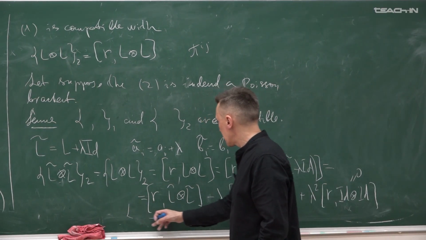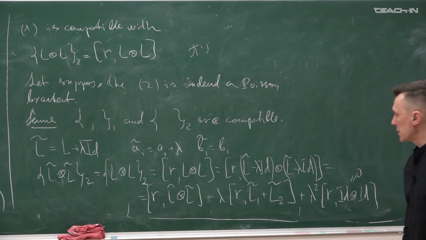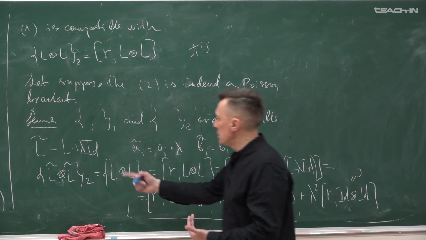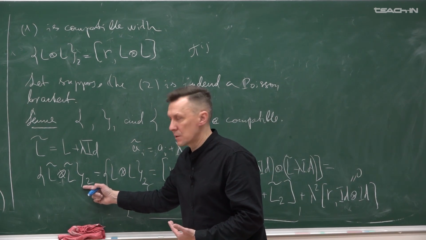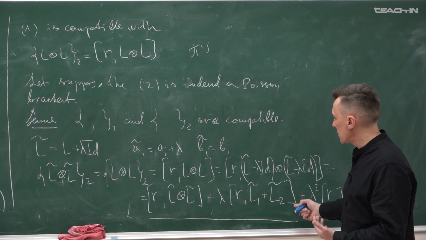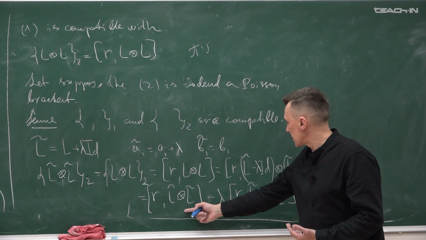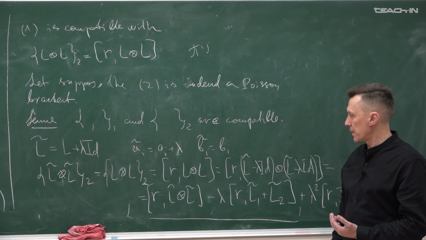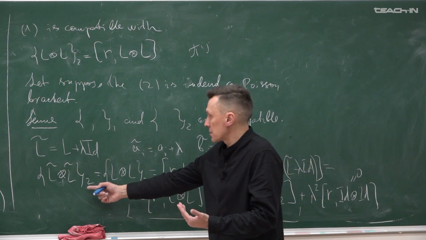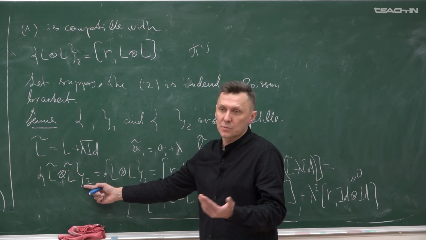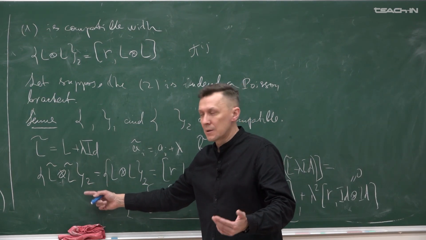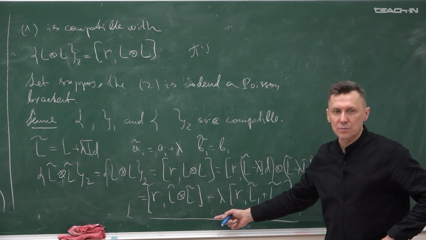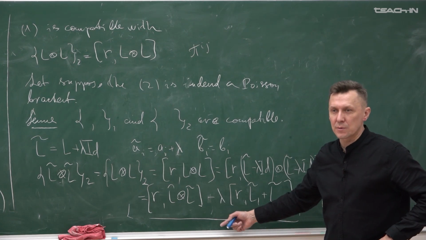And we get that after this change of variables, our initial Poisson bracket has the form of a linear combination of the quadratic bracket and the linear one. But it is the initial quadratic Poisson bracket, which means it is a Poisson bracket. So it demonstrates that this linear combination is a Poisson bracket for all choices of the parameter lambda.